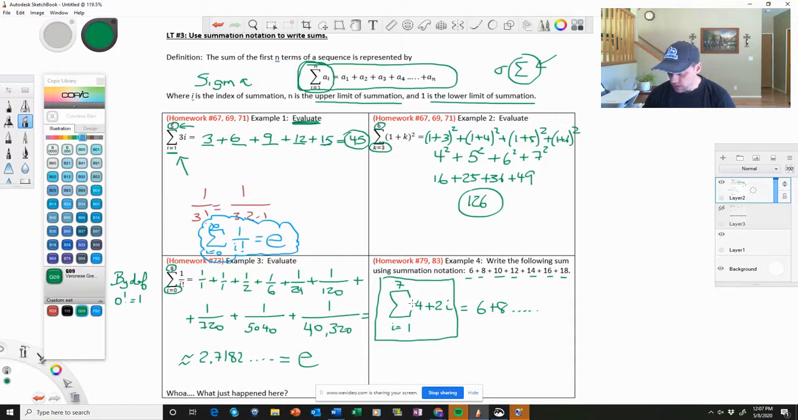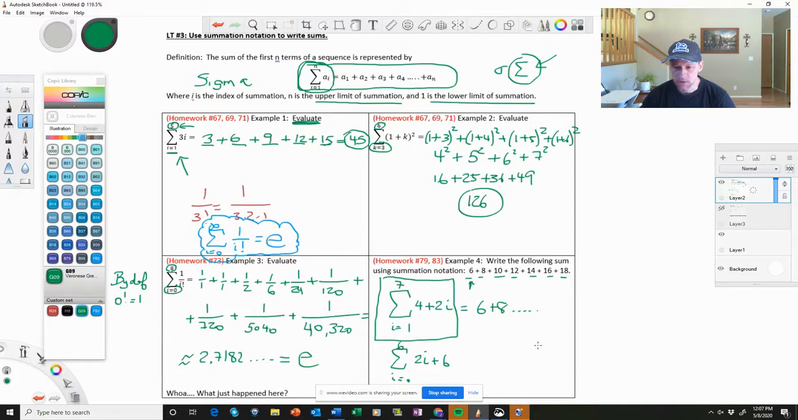Now, there's more than one way to write that. You may have realized that. Who says that this is the first term? Could that be the 0 term? Sure. So watch. We could say i equals 0 to 6 of 2i plus 6. Now test that. Plug in 0, you get 6. Plug in 1, you get 8. So there are different ways that you could write it.